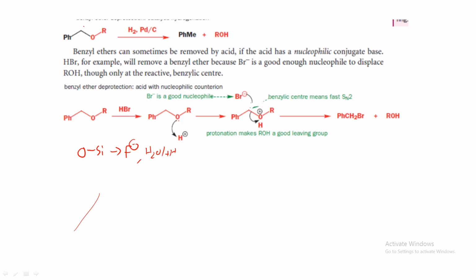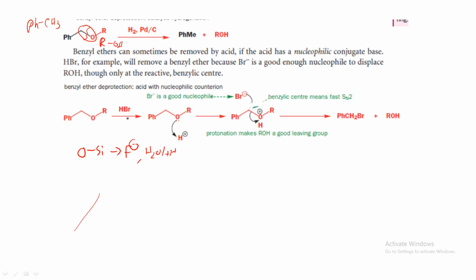So here you can see this particular carbon oxygen bond. Under this particular condition, palladium charcoal and H2, this particular bond is cleaved. Here we generate one toluene molecule, and of course we are deprotecting and making the alcohol.